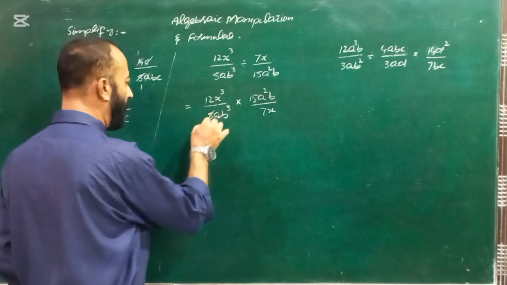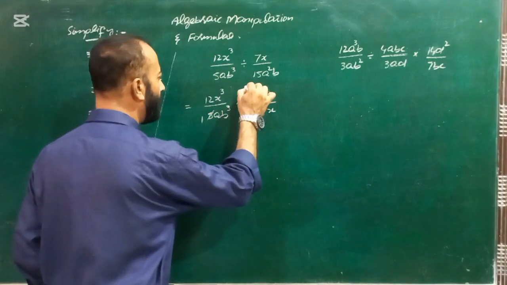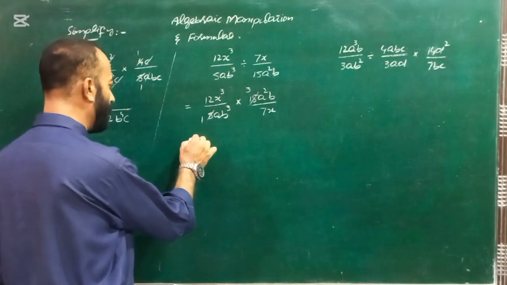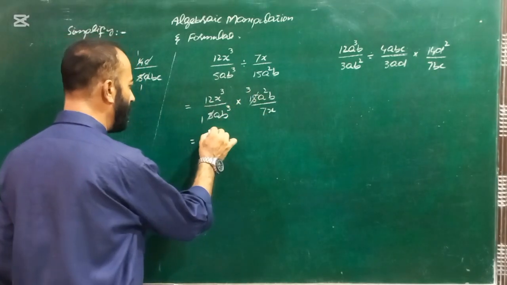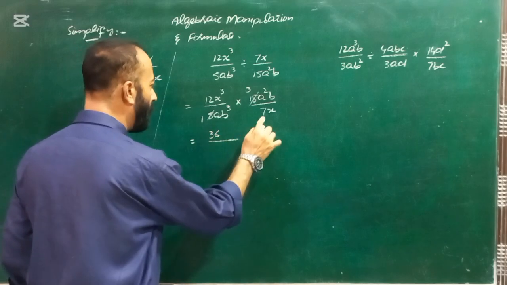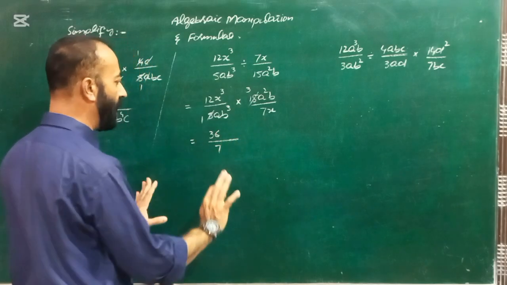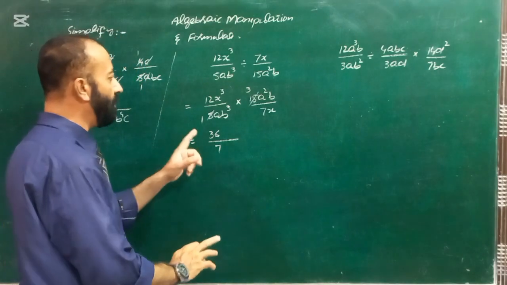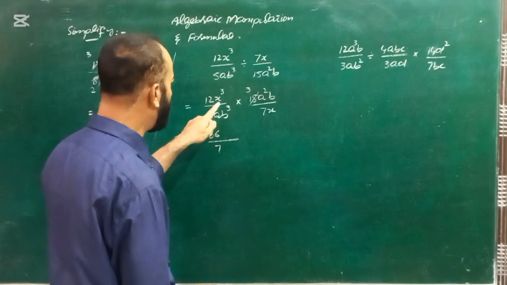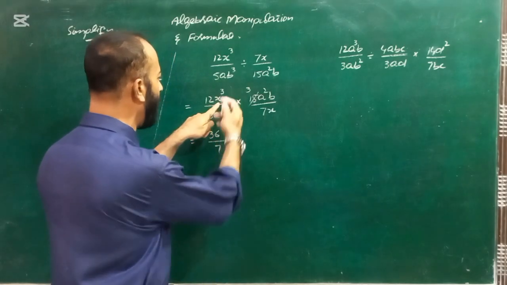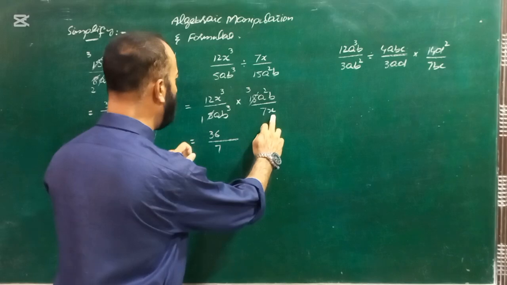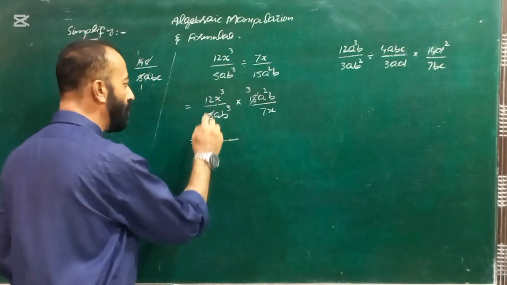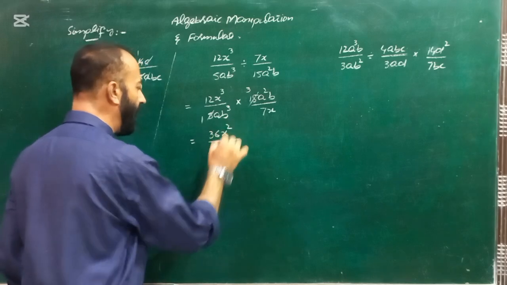So look now, 5 ones are 5 and 5 threes are 15. So no more number can be cancelled now. So 12 threes are 36 and in the denominator 7 ones are 7. So first we have solved the numbers. Now the turn of the variables is coming. So in the numerator you can see there are 3x, like x cube, and in the denominator only 1x is there. So 1x will be cancelled. So 2x will be left in the numerator. So that is actually x square.